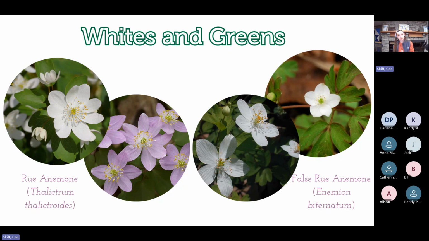And then you have false rue anemone, which, as you can see, looks very, very similar. False rue anemone blooms March through May. You'll find them in the floodplain. So if you're in an upland, it's going to be rue anemone. You're not going to find false rue anemone where it's dry. But false rue anemone will almost always have five sepals here, and will have alternate leaves going down. So the leaves will come out taking turns down the stem.